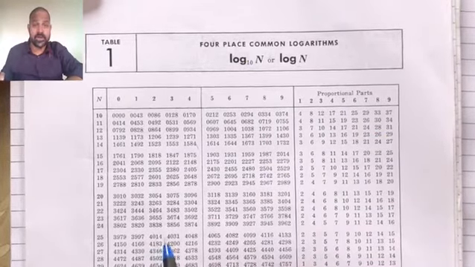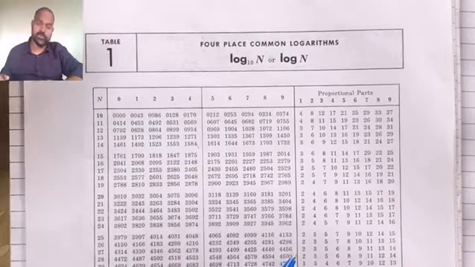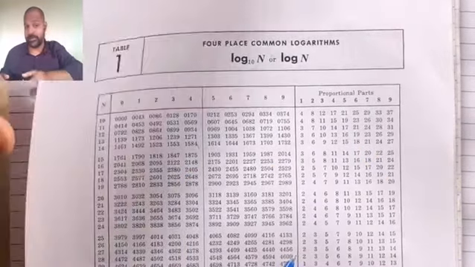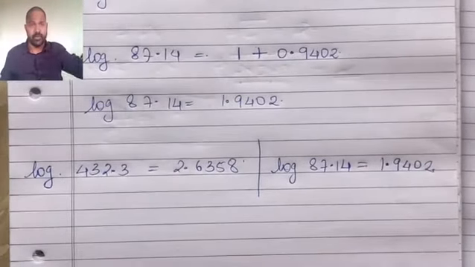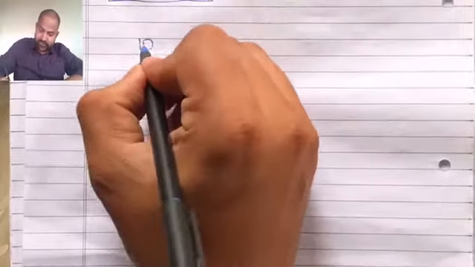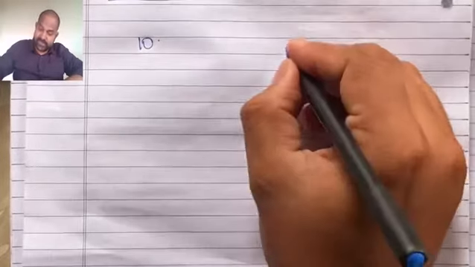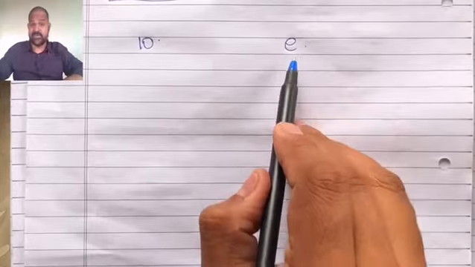So if all logs are taken to the base 10, why write it? No. All logs are not taken to the base 10. Logs are taken to different bases. There are two most commonly used bases. One is 10 and the other is e. What is e? I had discussed e with you.